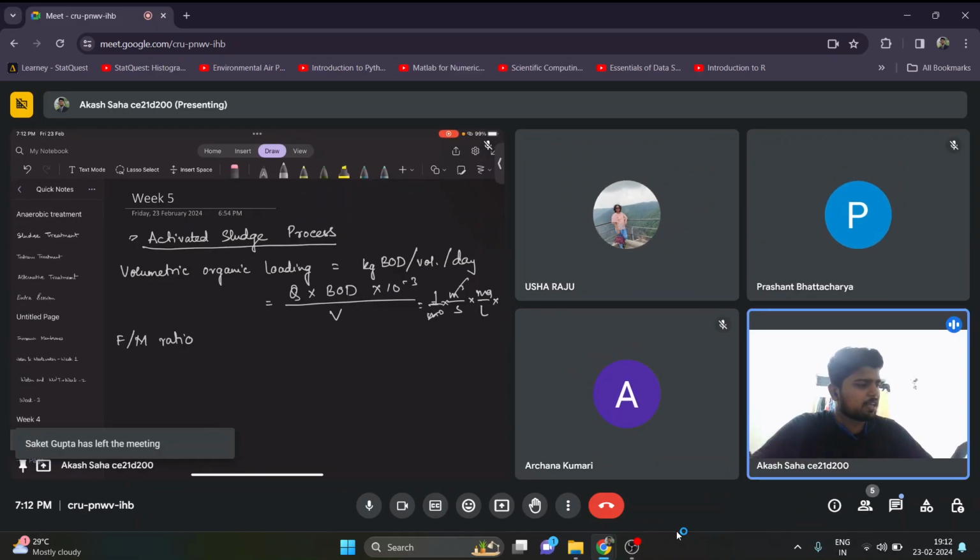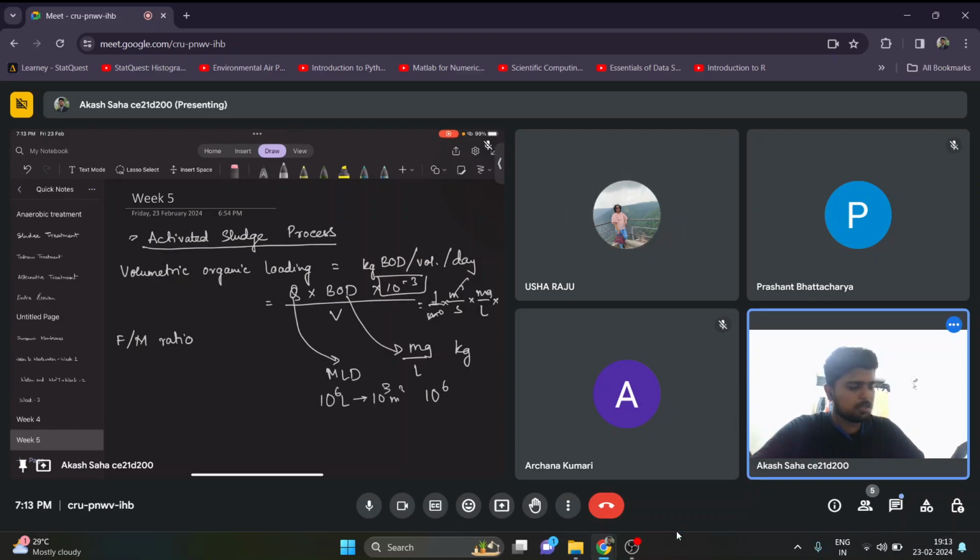Okay, so it's not necessary actually 10 to the power minus 3. It was just because BOD mostly is given as milligram per liter, so if I want to change it to kg, I need to give it 10 to the power 6. And Q value is mostly given in MLD. So MLD is 10 to the power 6 liters, or I can write 10 to the power 3 meter cube.